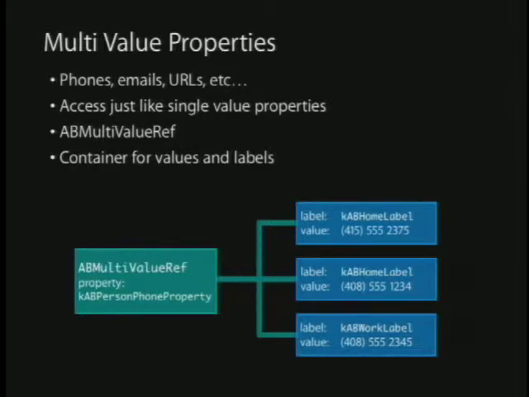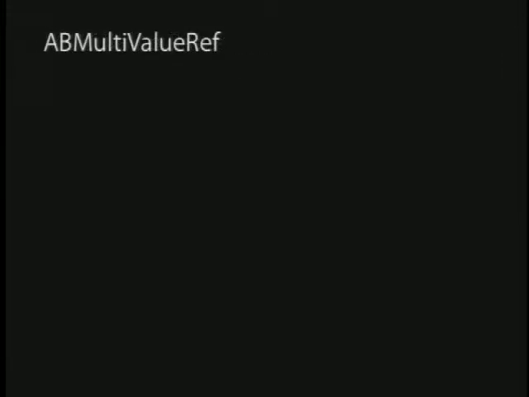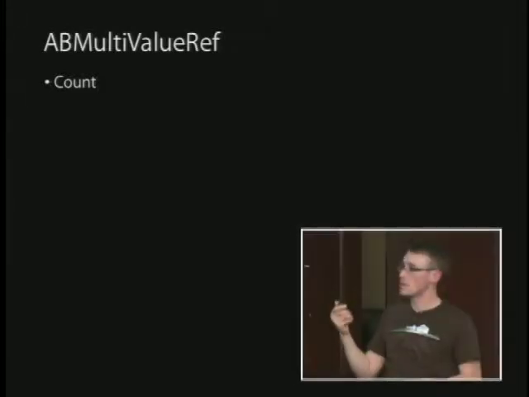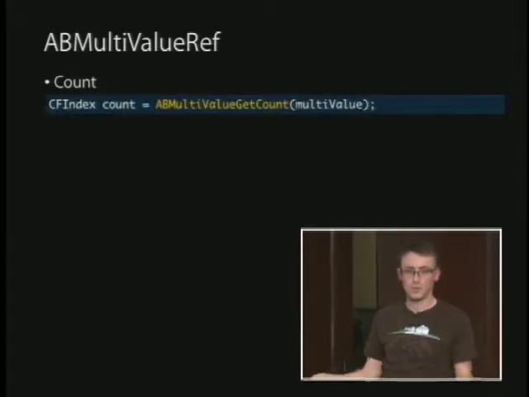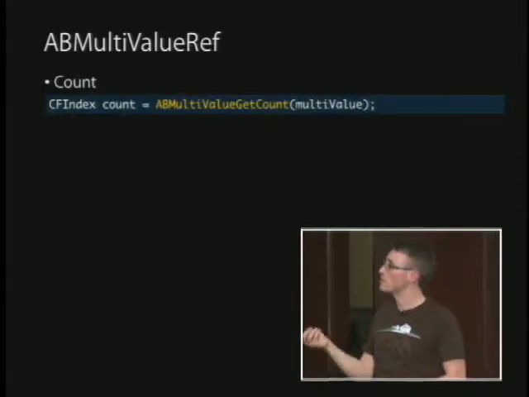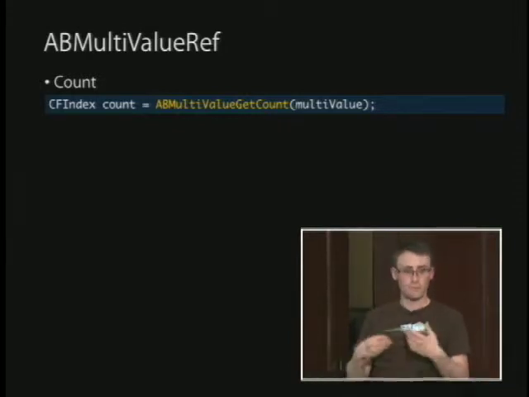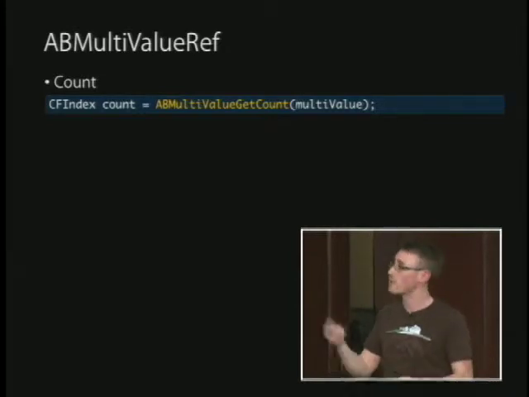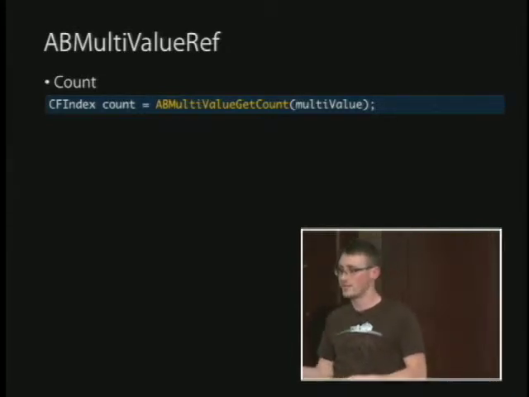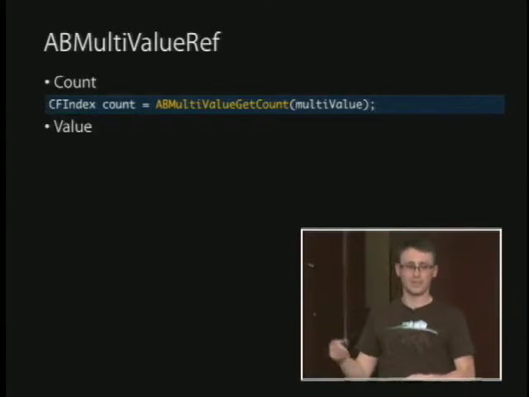So the multi-value ref contains all those things and allows us to use ABRecordCopyValue to just get at that data. I'm going to take a look quickly at how that works. The ABMultiValueRef, again, an object, it has a count. So you can query how many phone numbers, how many phones does Josh have. In this case, you've gotten the value with ABRecordCopyValue. You've got a multi-value ref. You get the count, tells you 16. And then you move on to actually get the values.